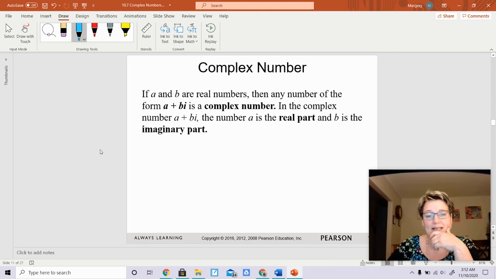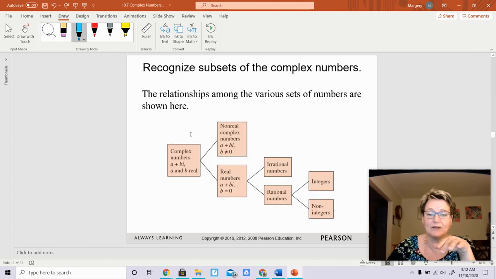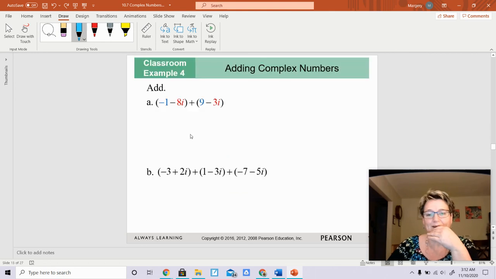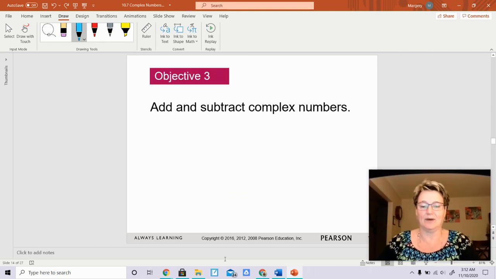All right, a complex number has a real portion and an imaginary portion. All right, so here we go. I would like you guys to read through this when you have a moment. Please do so. We are going to start adding, actually I'm going to do the second video, so I will be back.